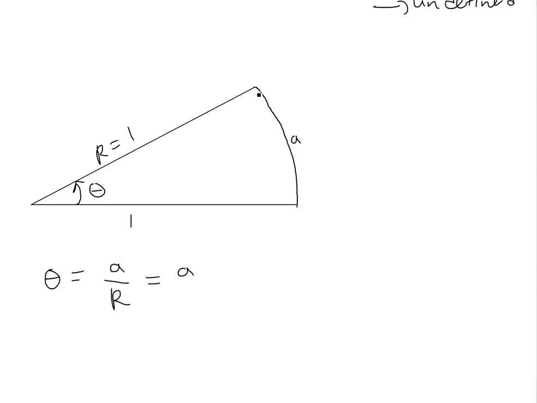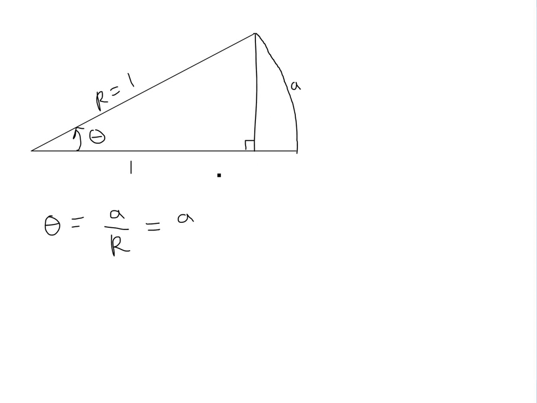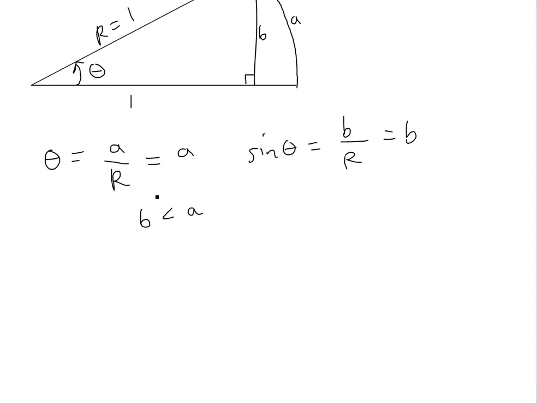So we have A is that, and if we draw a vertical line down here that's perpendicular, then using our sine ratio, sine theta is equal to, we'll just call this length B, over R, and R is 1, so B. And we know that B is less than A just by looking at it. So if B is less than A, we'll have sine theta is less than theta.